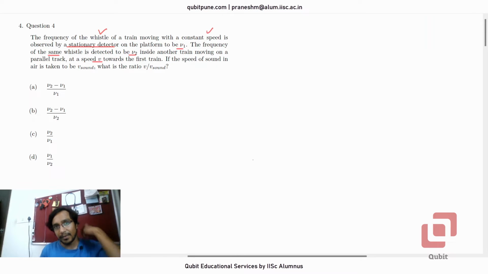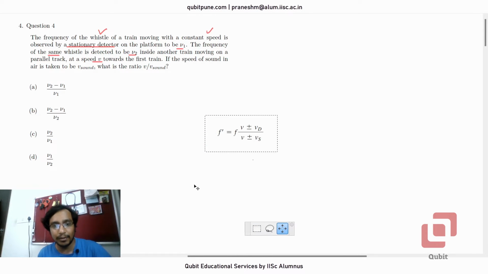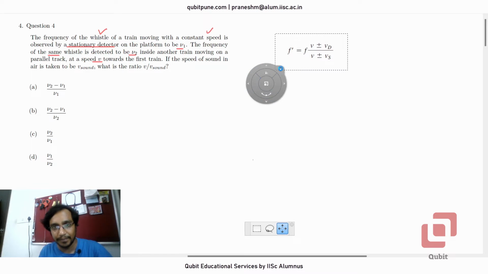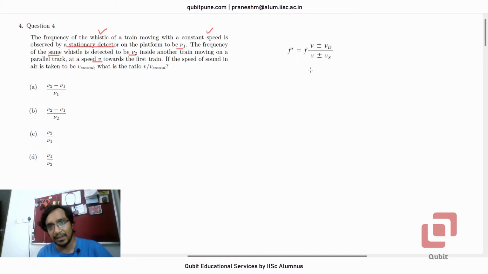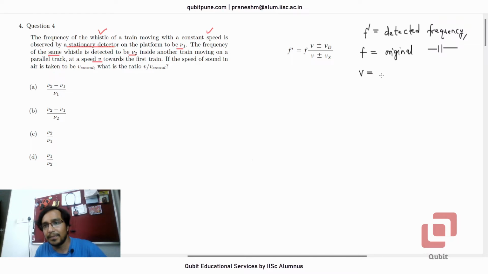To solve this problem, we recall the formula that we have studied in the Doppler effect, which says f prime is equal to f into v plus or minus vd upon v plus or minus vs. Okay, so in this case, what is f prime? F prime is the detected frequency. F is the original frequency. V is the speed of sound.